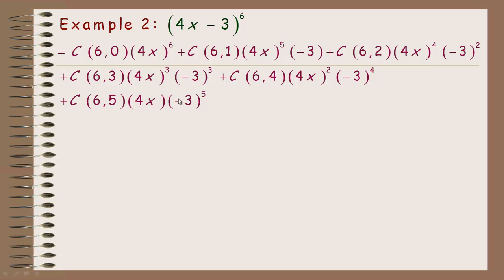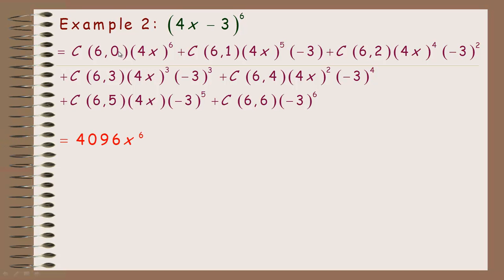And then 6 choose 5 would be the next coefficient. 4x to the first now. See, it was squared there, now it's power 1. This was the power of 4, now it's power 5. And then the last term is 6 choose 6. Whenever these two numbers in the combination are the same, that's the last term. You can't evaluate 6 choose 7, for example. It doesn't exist. And then negative 3 raised to the power of 6. Notice it increased by 1 again. So we need to simplify all the combinations and then the powers as well.